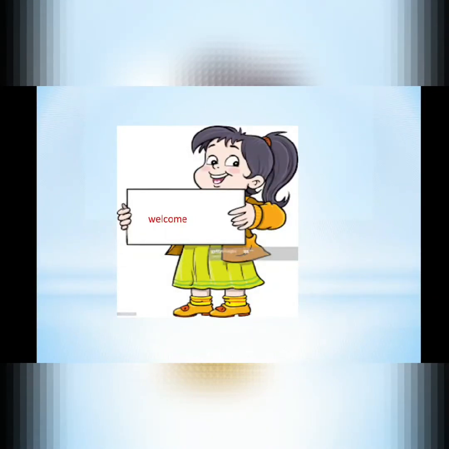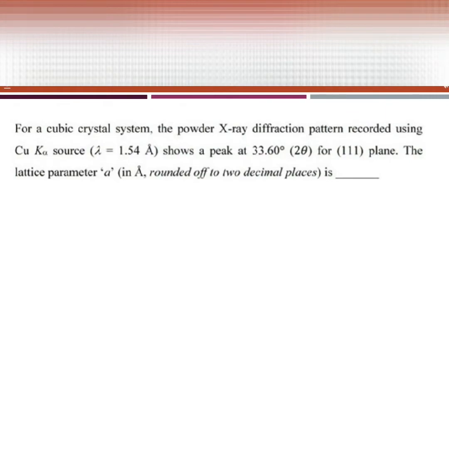This video contains the crystallographic problem which is from GATE 2020 paper, paper code CY. Here the question is: for a cubic crystal system, the powder X-ray diffraction pattern recorded using a copper K alpha source whose lambda value is equal to 1.54 Armstrong shows a peak at 33.60 degree. This 33.60 degree is the value of 2 theta and it is for the 111 plane. Then we have to calculate what is the lattice parameter A.